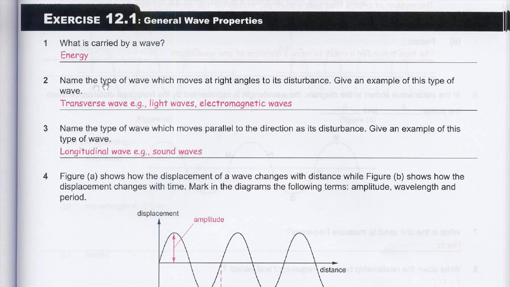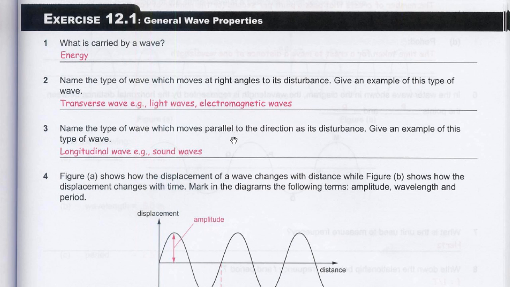Second question, name the type of wave which moves at right angle to its disturbance. Give an example of this type of wave. Again, this by definition is actually transverse waves. Transverse waves, example, there are a lot of them: light waves, electromagnetic waves, water waves, etc. So for question 3, name the type of waves which moves parallel.